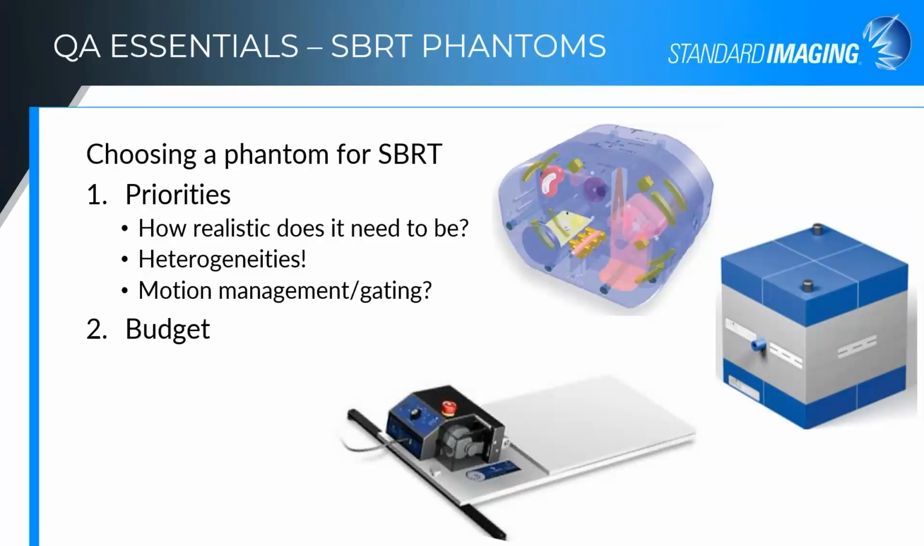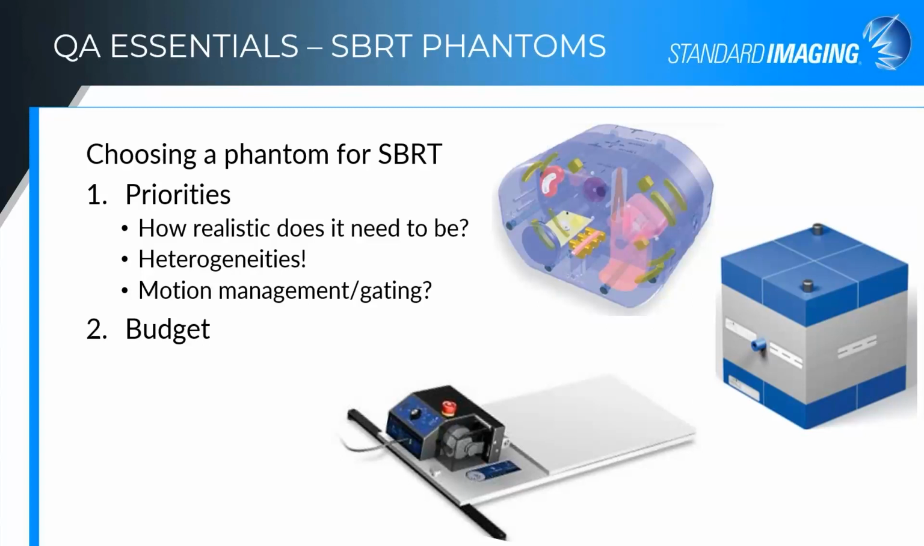There are certainly things that you need to consider, right? How realistic does the phantom need to be in your mind? Does it need to be large and shaped like the thorax? Does it need to include organic shapes, such as a kidney or a lung shape? Or on the other hand, do you prioritize the heterogeneities? And if you are thinking heterogeneities, do you have a certain number that should be included in the phantom in mind? Do the shapes matter? Does the position within the phantom of those heterogeneities matter?